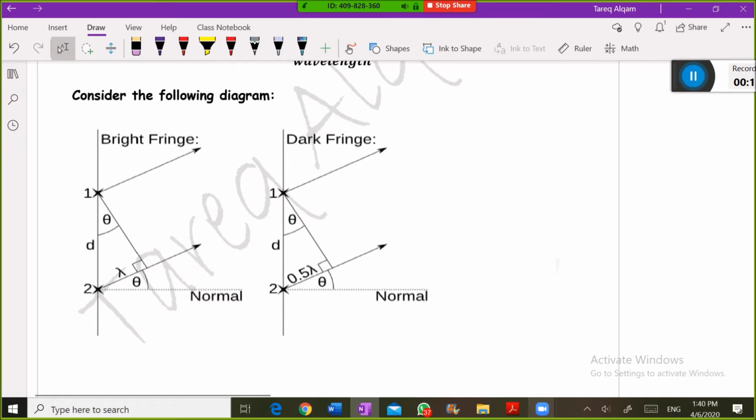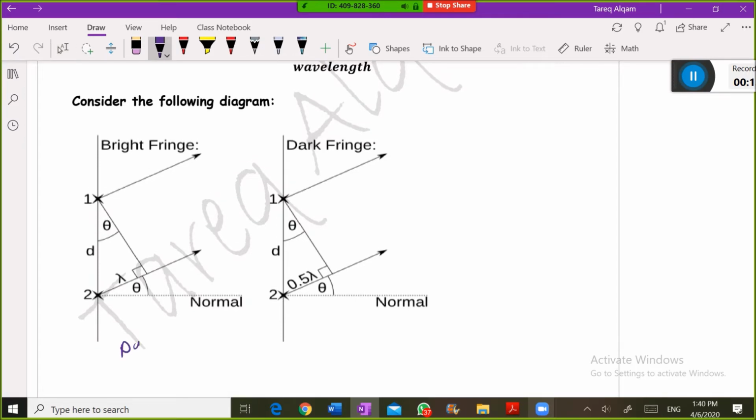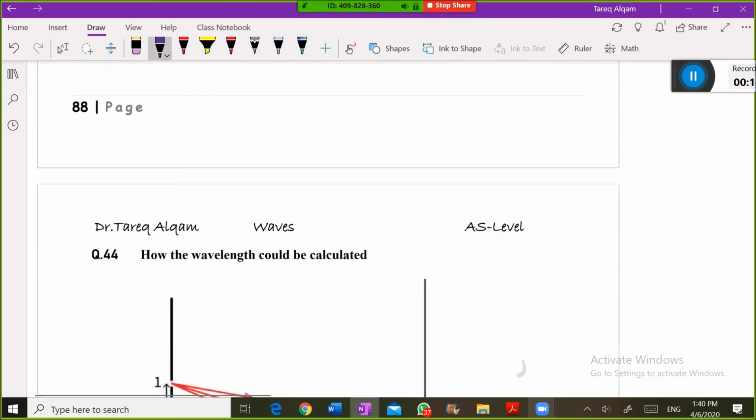If the path difference between the waves that are outgoing from the two slits is an integer of lambda, we will have a bright fringe. If the path difference between the two waves that are leaving the slits, as we mentioned before, is n plus half lambda, this will produce a dark fringe or destructive interference.